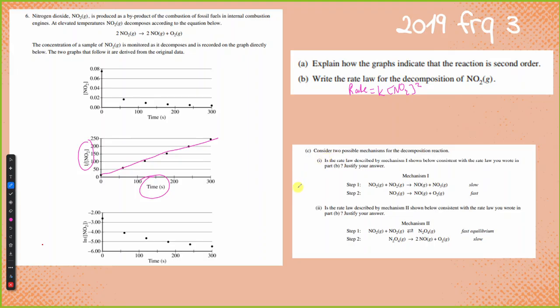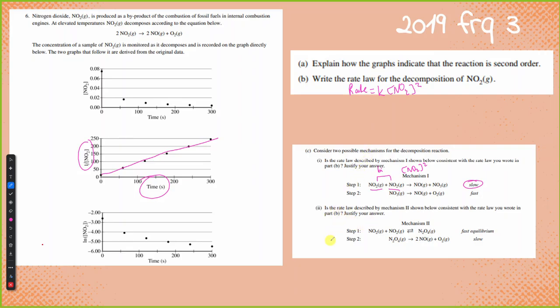Now, looking at the proposed mechanism. Is the rate law described by mechanism 1 shown below consistent with the rate law you wrote in part B? Actually, if you look here, the slow step is the first step. We've got bimolecular here. So yes, because the reactants are bimolecular, it would make it squared. So yes, it would be consistent.